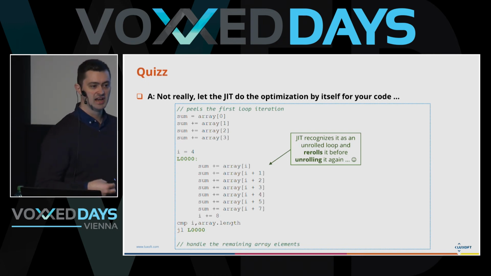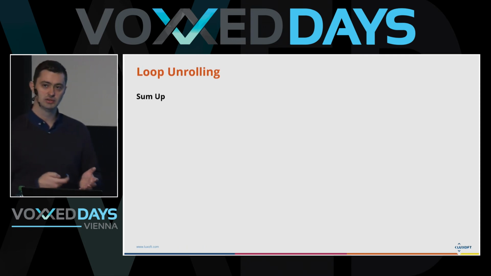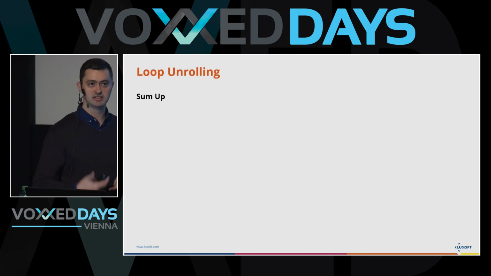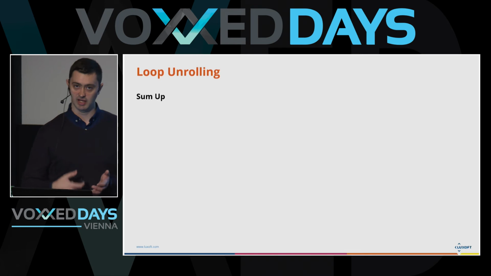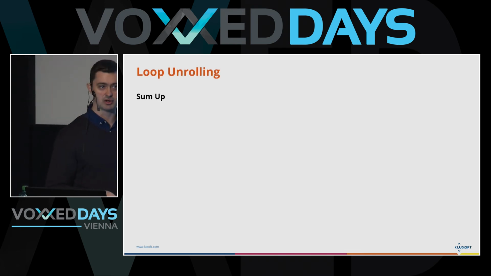So we tried a bit to put the just-in-time compiler into difficulties, which leads me to the conclusion that it's not quite a good idea to do this kind of optimization in advance. So let the just-in-time compiler do them for you, because the just-in-time compiler knows better than us during the runtime, especially for this case, for loop unrolling.